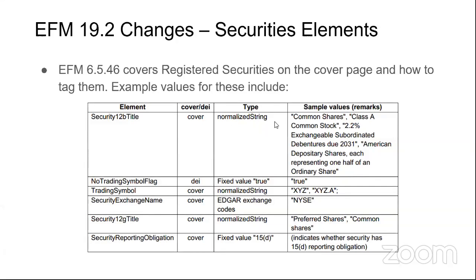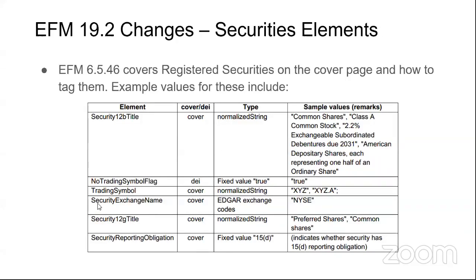And this table is pretty valuable to take a look at. It is in the EFM. It's also obviously on this slideshow, and Michelle will distribute this slideshow to people after this so they can have it as a reference. But you can put any value in there. So some examples in the last column, common shares as an example of Security 12B title. If you have no trading symbol, you can set the value of no trading symbol flag to true. If you do have a trading symbol, you would just not use that element, and you can use the trading symbol element instead, which also has a normalized string value.